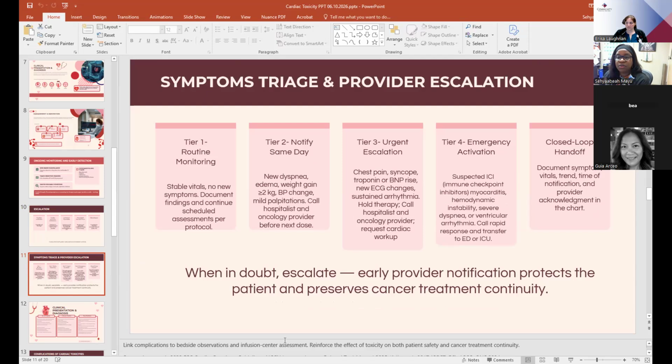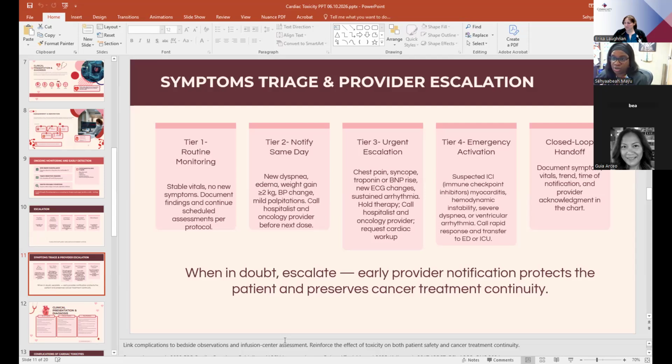Tier 2, if this is escalating for the patient, so they are now having new onset of dyspnea, edema, weight gain greater than 2 kilograms. There's blood pressure changes, mild palpitations. This is where we want to bring in conversation with both the hospitalist and provider before we continue on with the next dose or regimen of chemo treatment.